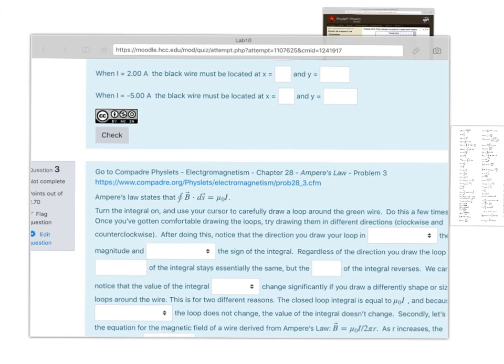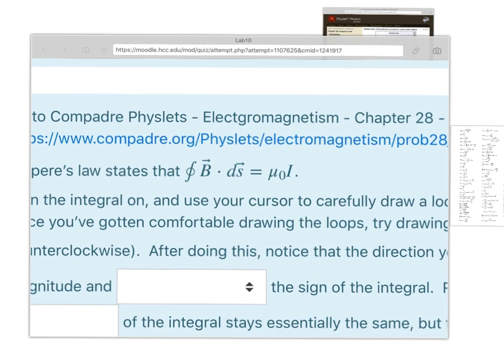So now we move on to problem 3. This is a real Ampere's law problem. Notice we have Ampere's law, and this is what we're trying to learn in this exercise. This is a line integral. A line integral means two vectors, like work is a line integral. It's a force times the distance. This is the magnetic field times the displacement vector, and we do it around a closed loop. So we're going to integrate a path around a closed loop.